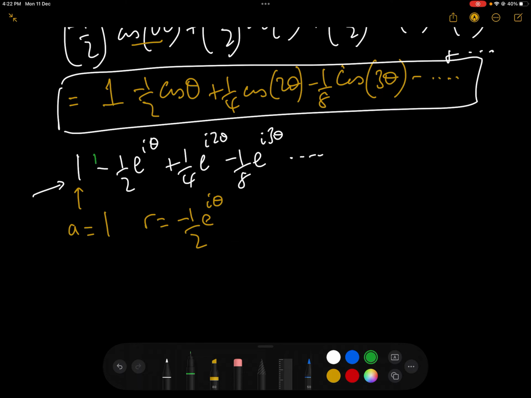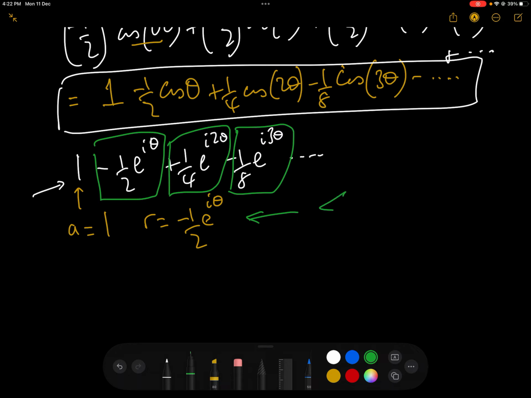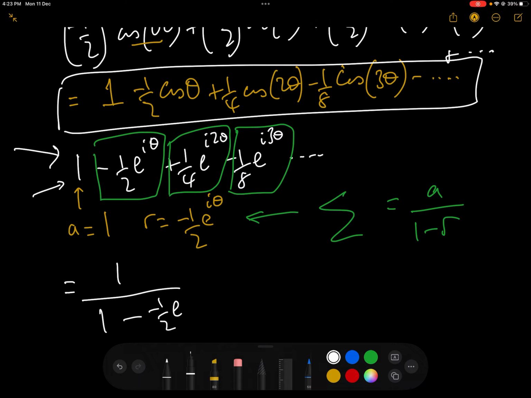We can see here that this is minus half e to the I theta, and this is minus half e to the I theta squared, and this is minus half e to the I theta cubed, and that is a geometric progression, and we know that the sum to infinity of a geometric progression is equal to a over 1 minus r. So plugging in our values, we have that the sum of this series here is equal to a, which is 1 over 1 minus a half e to the I theta, which, multiplying everything by 2, gives us 2 over 2 plus e to the I theta.